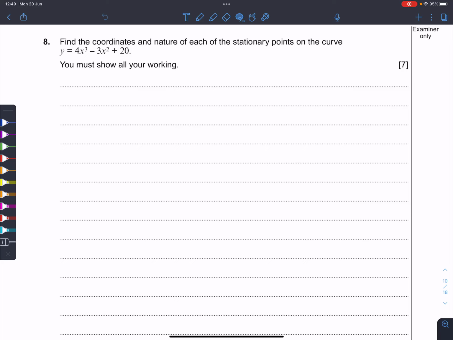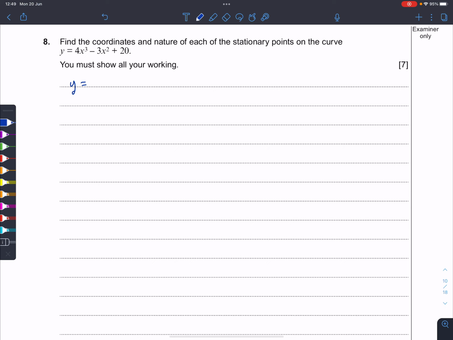Okay, this is question 8 on the 2019 WJC additional maths paper. In this question, we need to find the coordinates and nature of each of the stationary points on the curve, and there we have the equation. You must show all your working. Now, as soon as I'm dealing with stationary points, I like to do the same thing each time.